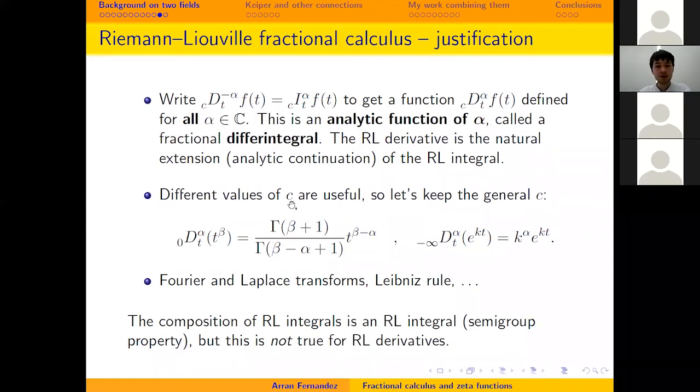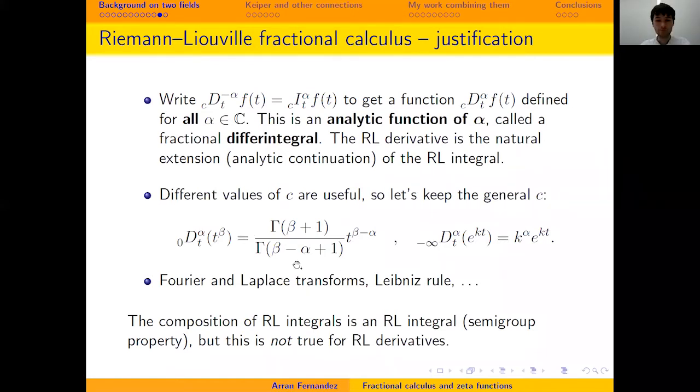Different values of c are useful. If you put c equals 0, then you get the very natural expected formula for the fractional derivative of a power function. This would not work if c took a different value. You need c equals 0 for this. If you put c equals minus infinity, then you get a natural expected formula for the fractional derivative of an exponential function. So let's keep the general c. We don't set it to be only 0, to be able to capture all of these different behaviors. We want to be able to say, we can get this nice thing for power functions, but also we can get this nice thing for exponential functions.